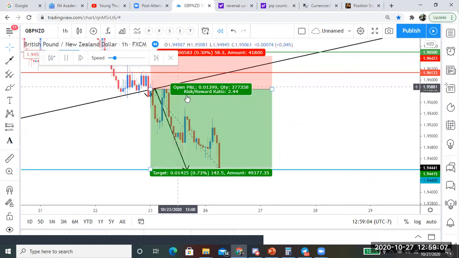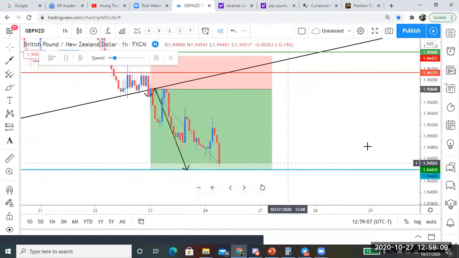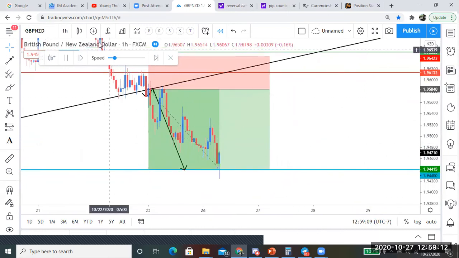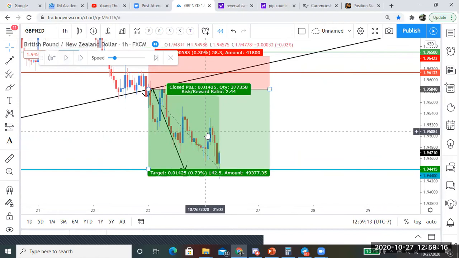The trend is to the downside. Getting down there. It got close. It ain't hit it just yet. Boom. TP smacked. Trade is over. You out of the trade. You just caught 142 pips. 142 pips. Come on, man.